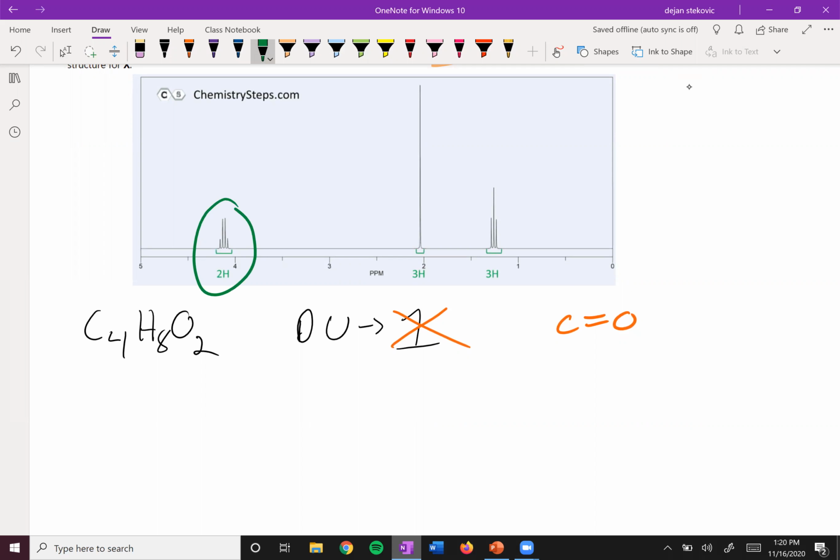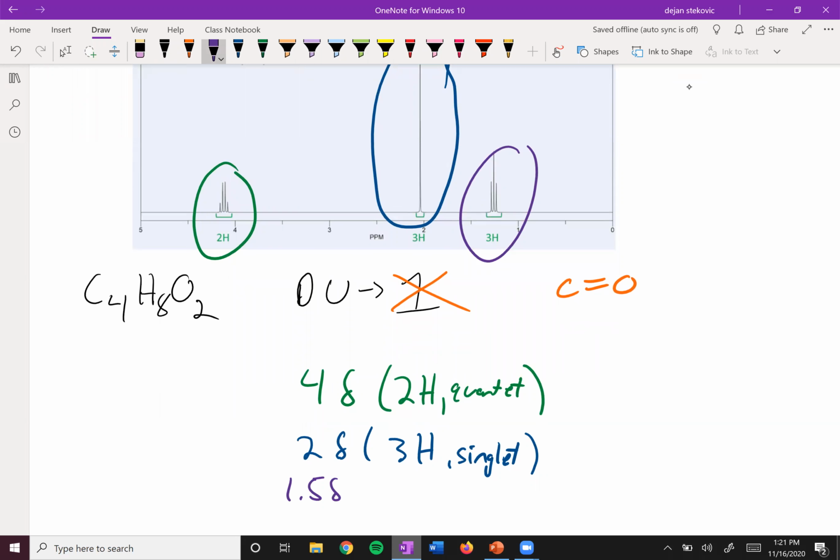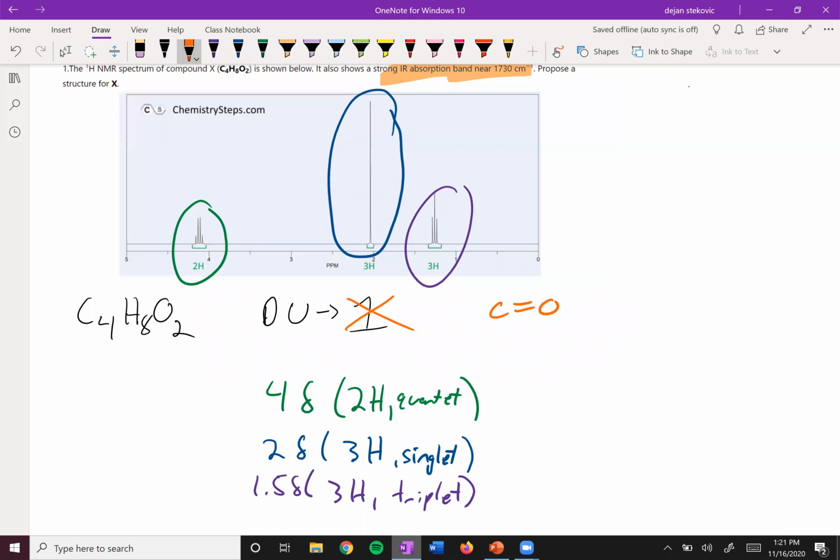In this case, I'm going to go ahead and write out some information about them. So we've got a shift around 4 that corresponds to 2 hydrogens. And if you look at that, you've got 2 tall peaks surrounded by 2 small peaks. That's a quartet. We've got this peak around 2. That's a 3H singlet. And then we've got this peak around 1.5. That's a 3H triplet.